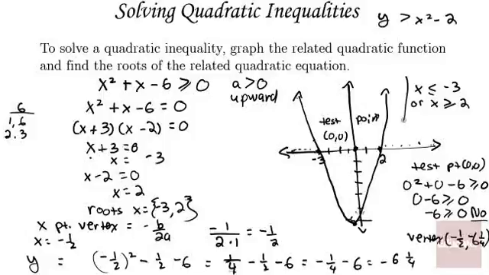Therefore, my solutions for this inequality, for times when the function, or y, is greater than or equal to 0, are at points when x is less than or equal to negative 3, or greater than or equal to 2. And you can see on the graph that that's true. When x is big over here, y is positive. When x is less than or equal to negative 3, y is also positive.